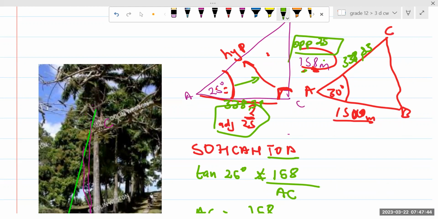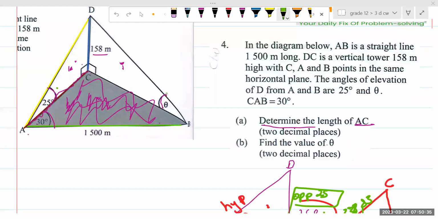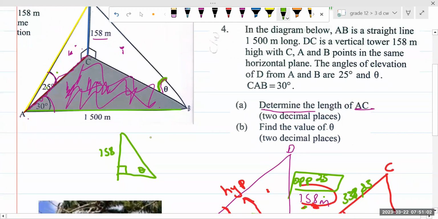So what are we looking for here? We are looking for theta here. So theta is unknown. We don't know what is theta here. Unlike here, we were given 25. 25 was known. Now here, if we look at the following triangle, let's take it out so that you can also see. So we have the following triangle. It has 90 degrees here. Here you have your theta. And then here you have 158. Now, what are we looking for here? We are saying we are looking for theta here.